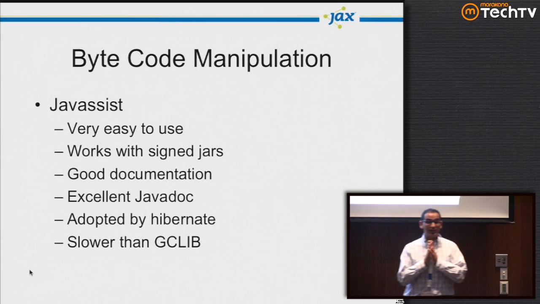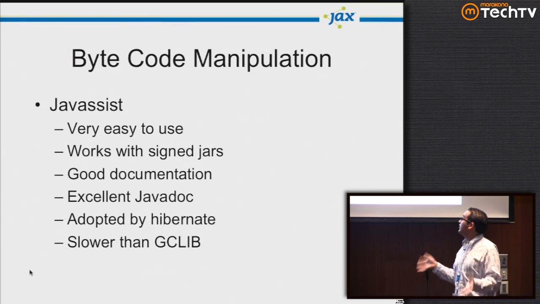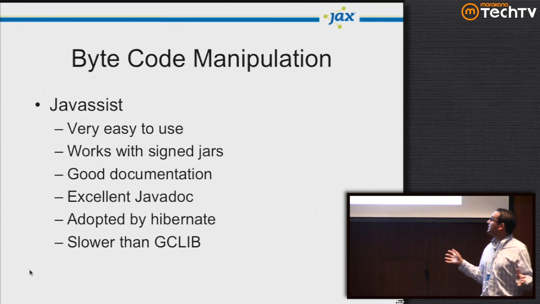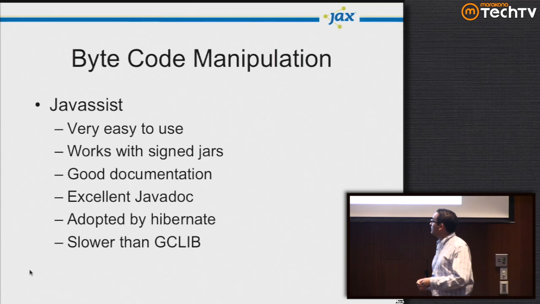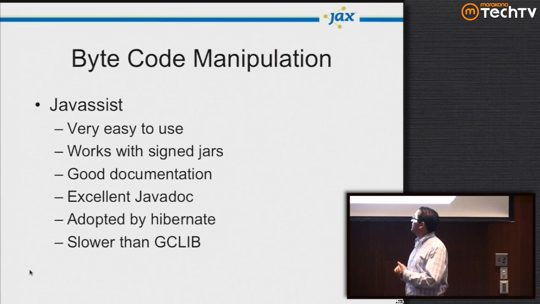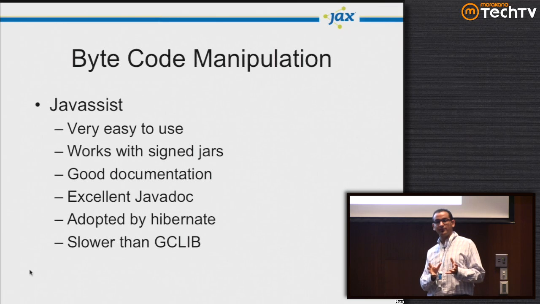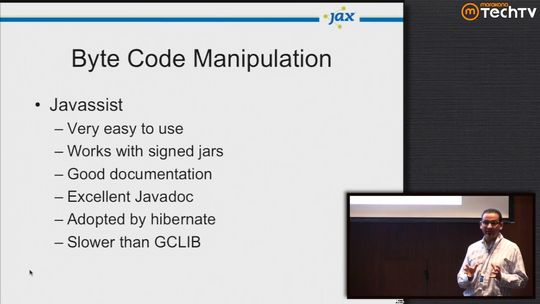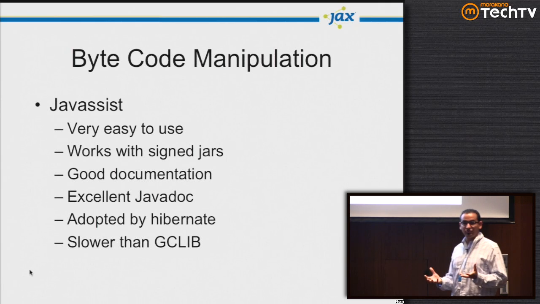Javassist, which is the last one I would like to mention. I love this library a lot. It's very easy to use. It works well with signed jars. It has very good documentation. Has an excellent Javadoc, and it was the one that was adopted by Hibernate. But it's a little slower than CGLib. I mean, for the problems that I was trying to solve, it didn't make that much of a difference.